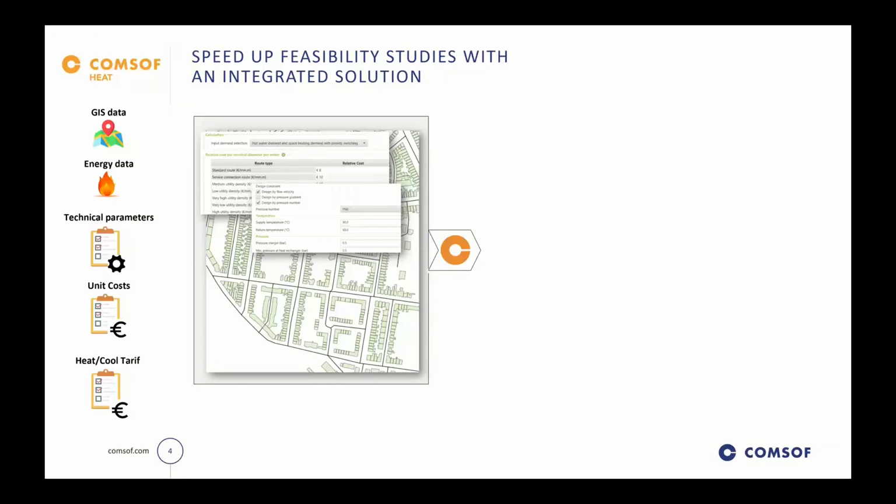Then unit costs for the pipes, for the substations, and for the heat exchangers can be entered. And you can also enter a number of parameters related to the operation of your network, such as the heat or cooling tariff, to calculate in the end not only a deployment cost of your network, but also to look at the investment of your project and calculate values like net present value, internal rate of return, etc.